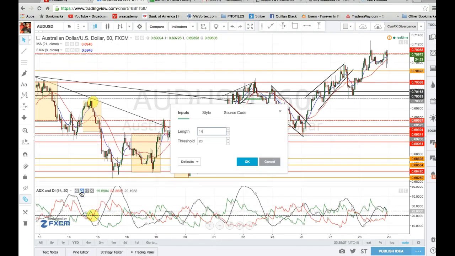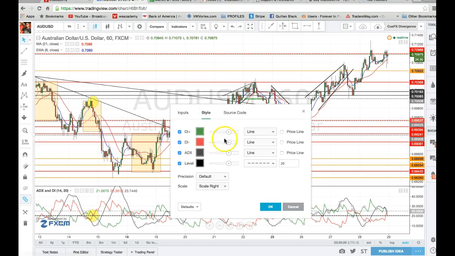But once you have it, let's go to Style and set the thickness for the lines to the third notch. This way it's going to be a lot easier to see, a lot clearer, and you don't have to squint your eyes to see those thin lines.